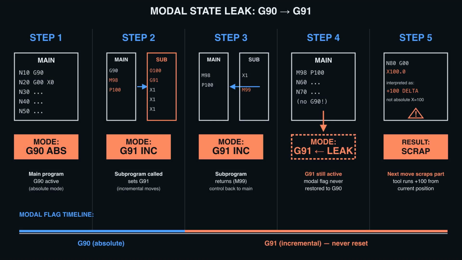Watch what happens. Main program is in G90. It calls a subprogram that switches to G91 for some pattern moves. Subprogram ends, returns to main, but the mode flag is still G91. The next absolute-looking line is now interpreted as a distance.